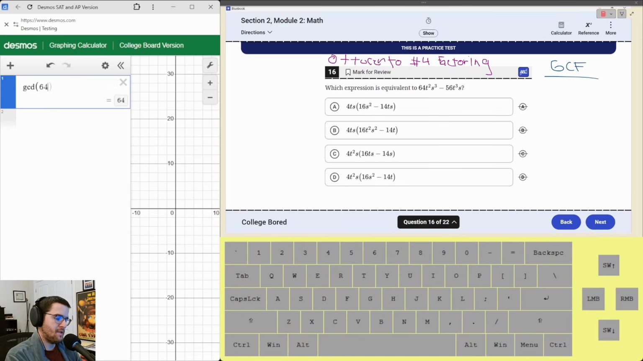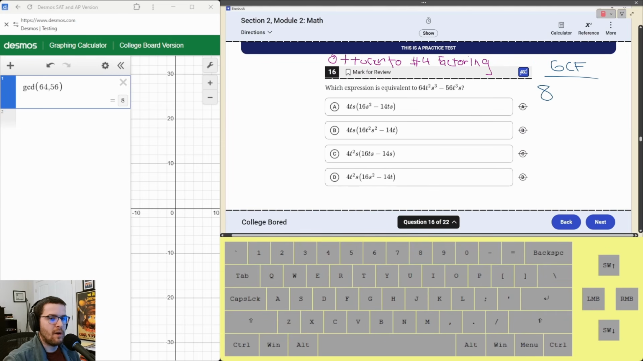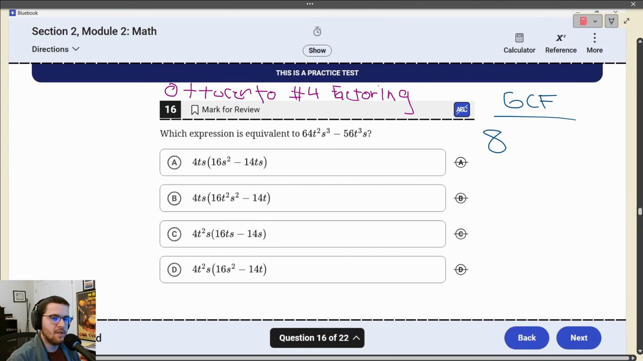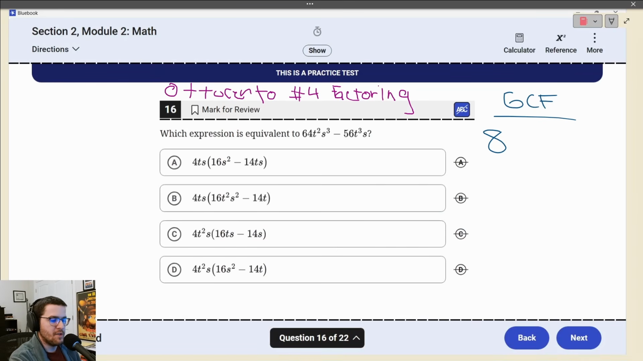We got 64 and 56. So the greatest common divisor, or GCF, the numerical component of the GCF, is 8. That's the biggest number that goes into both of those. You should know that from your times tables as well, but just in case you were having trouble seeing it. Now, to see the variables, you kind of want to see the least amount of times.